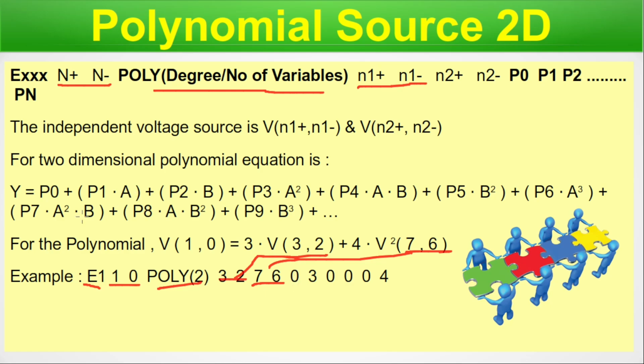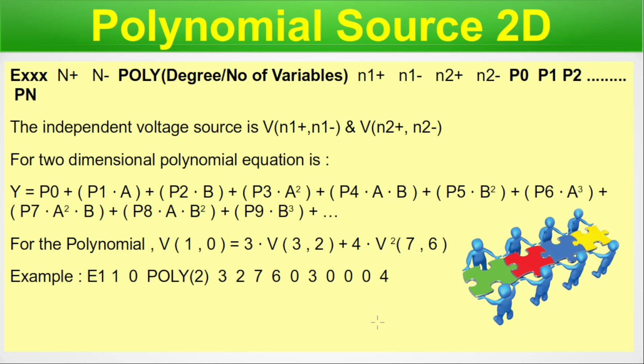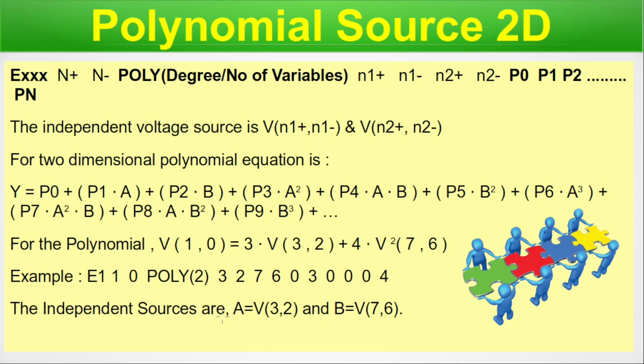And then you can see P0 is 0. This is 3 because here it is 3, and here this is P, right, and B square, and this is P5. So P5 here goes 4, and in between we have 1, 2, 3 zeros, 3 zeros are here. So this way the polynomial is constructed with the spice syntax. The independent sources A here is V32 as we have seen, right, and B is V76, and here A and B are also in the equation.